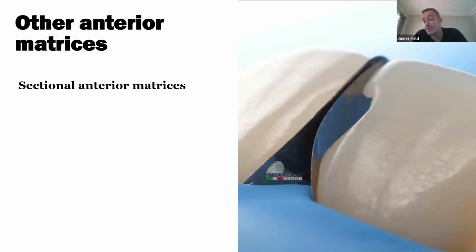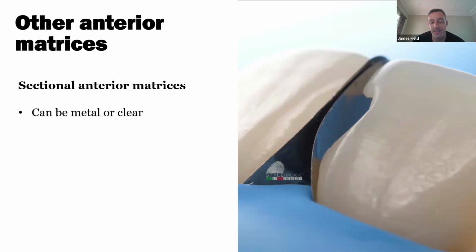And as you can see on the picture here, giving you very nice contour. And the only thing, again, you need to make sure you really do is to adapt that matrix at the base of your restoration. That's really, really important. They can be metal or clear. There was a bit of a fuss made maybe a decade ago about using particular wedges which transmitted light to the base of the box. I'm not particularly convinced about the need for that.